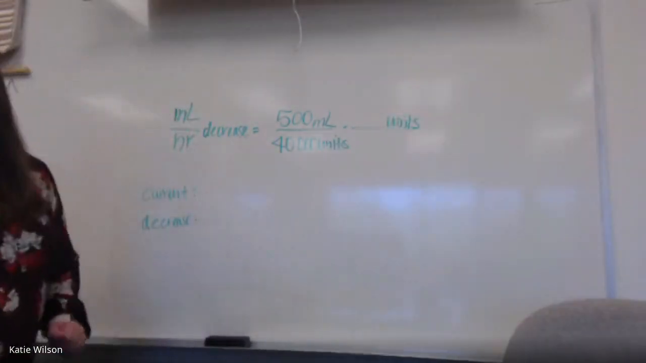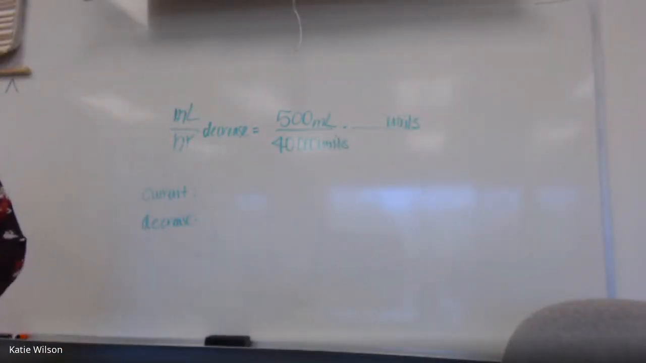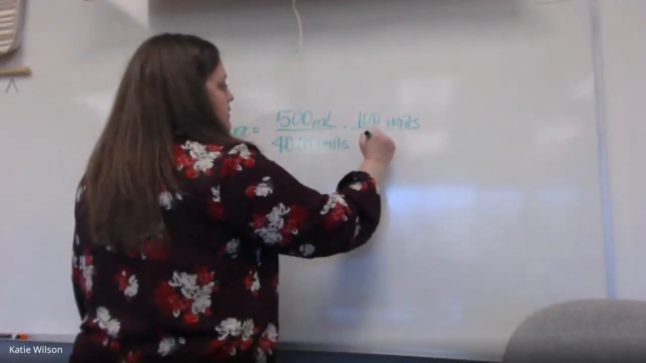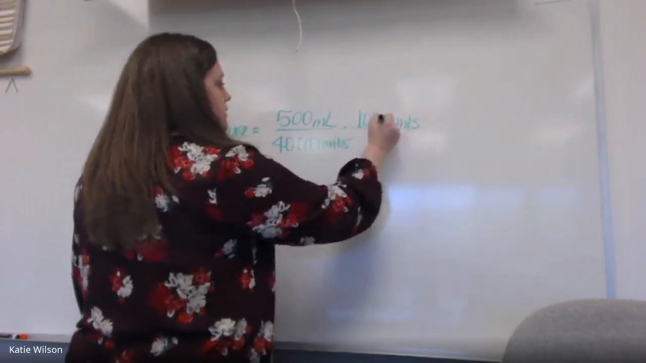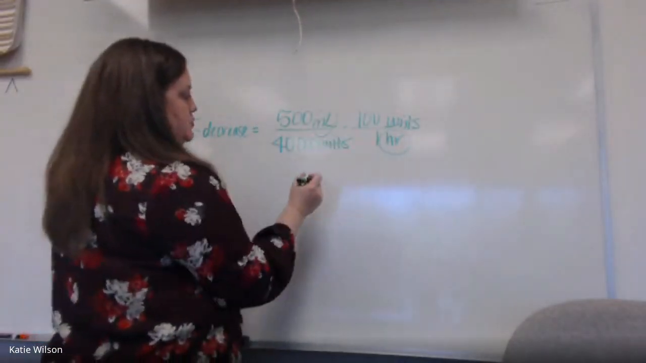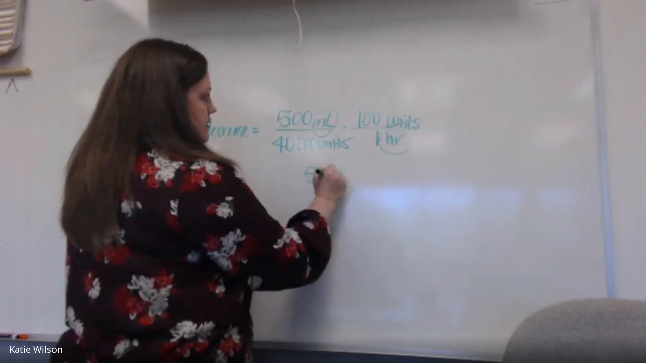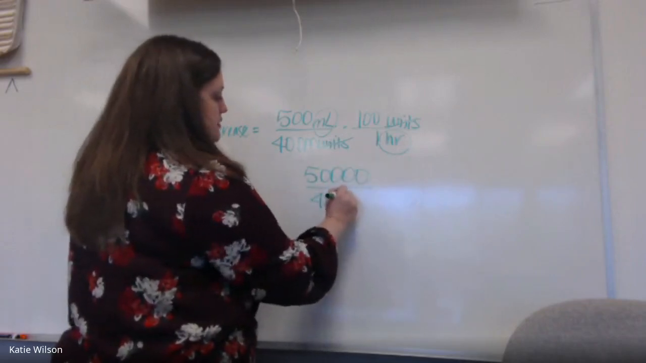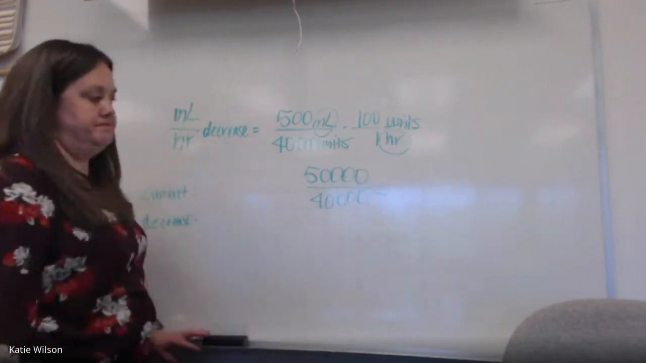And then what else about units do we know? Okay, 100 units an hour. Okay, that's set up properly. So 500 times 100 divided by 40,000 is what?